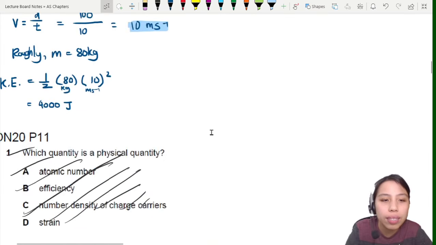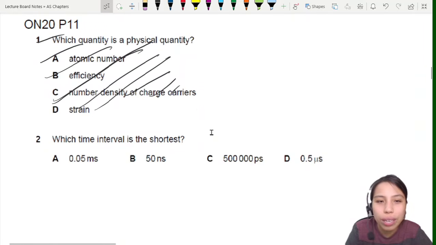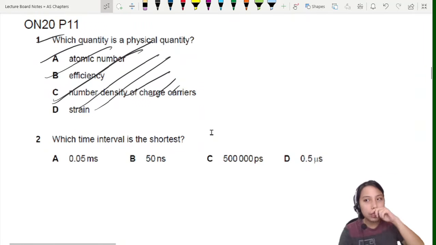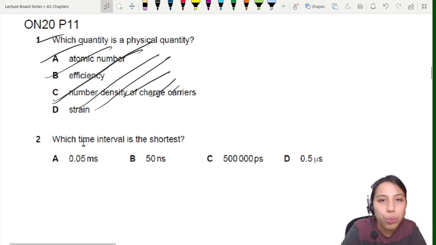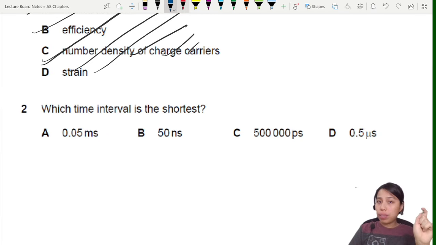But first, let's practice converting. I'll tell you a shortcut that you can use in your calculator. So this question here is asking us, which time interval is the shortest? We have a problem here. We know the prefix. We just looked at it. Milli, nano. Okay, milli is 10 to the negative 3. Nano is 10 to the negative 9. And for nano, pico is negative 12. Mu is 10 negative 6.